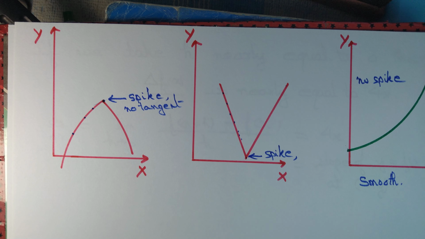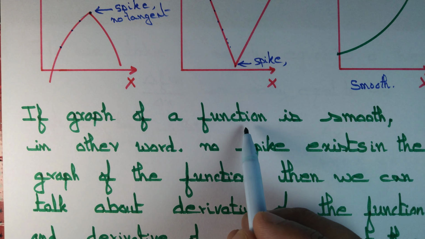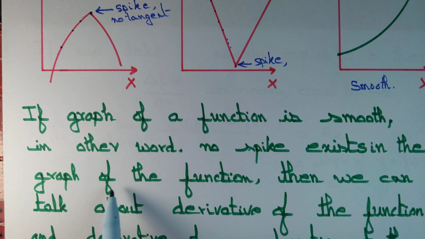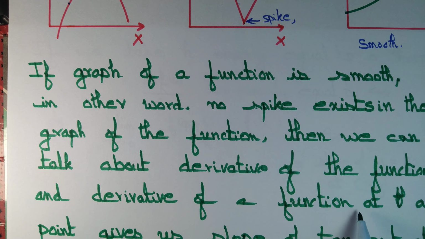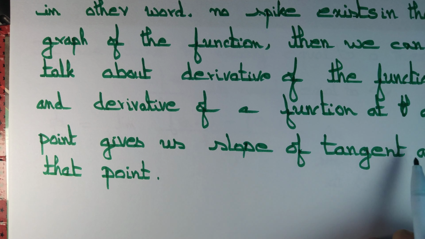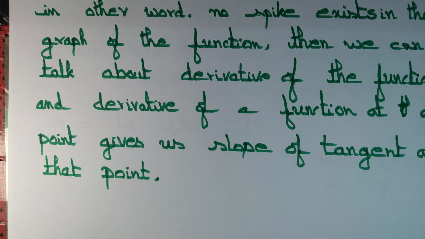So when is it that we can talk about derivatives? If we have the graph of a function to be smooth. So if the graph of a function is smooth, in other words, no spike exists in the graph of the function, then we can talk about the derivative of the function, and the derivative of the function at a point gives the slope of the tangent at that point. So derivatives basically give the slope of the tangent to the curve at that point.